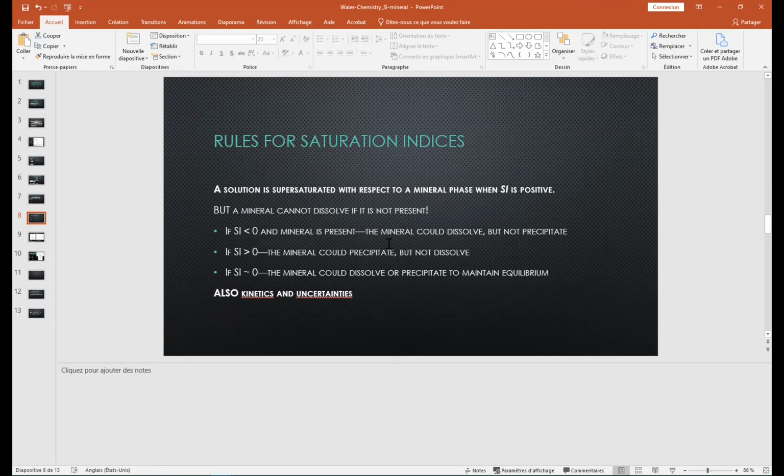It's just a clue. At thermodynamic equilibrium, if you have a positive saturation index, you can precipitate, but not dissolve. If you are negative, but the mineral is present, you will be able to dissolve it, but not to precipitate. And if you are equal to 0, it means that you are at equilibrium with these phases.